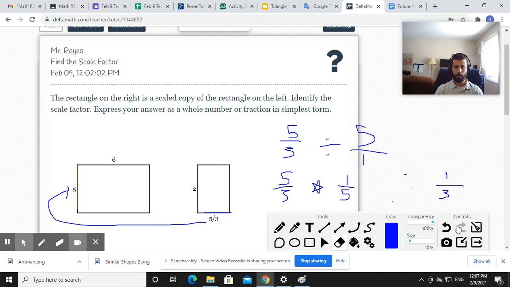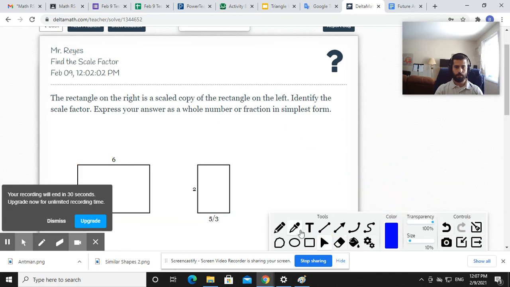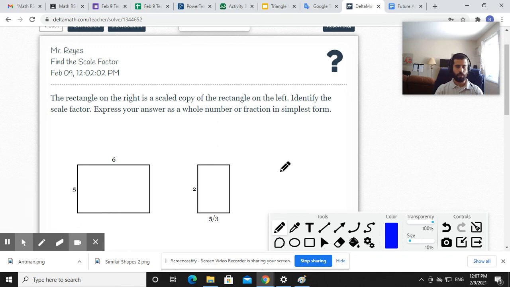Let's try it. So you would check by 5 times 1/3. This is so sloppy. Equals 5 over 3. So it is correct. You could do the same for 6 times 1/3. It makes 2. If it doesn't make that number and you're checking your answer, you must have got it wrong.